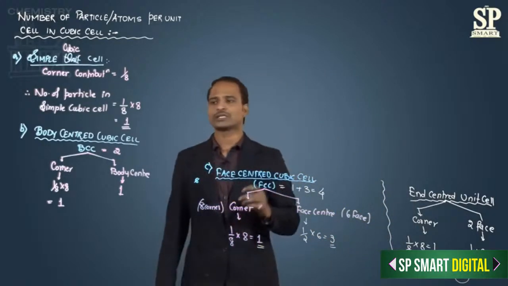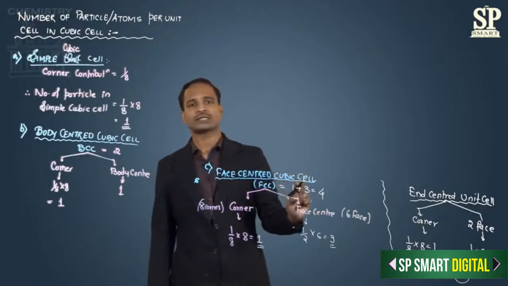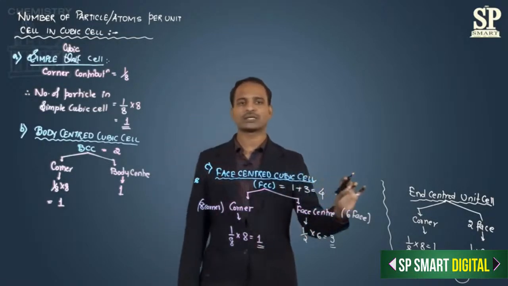So simple has 1, body-centered and end-centered have 2, and face-centered has 4. Again I am saying, end-centered is only for reference; it is not considered a cubic cell.